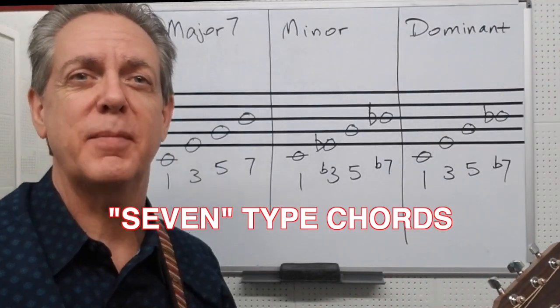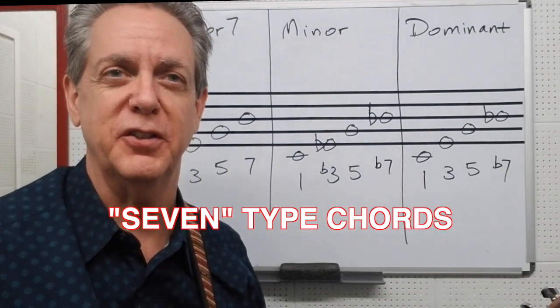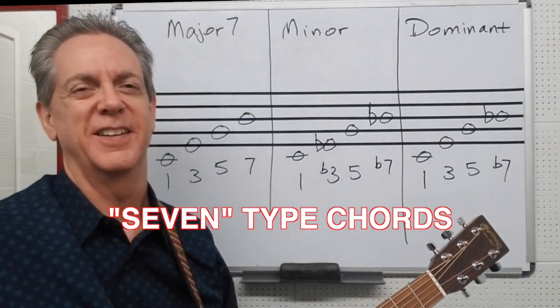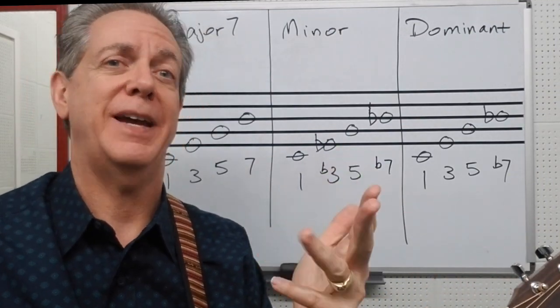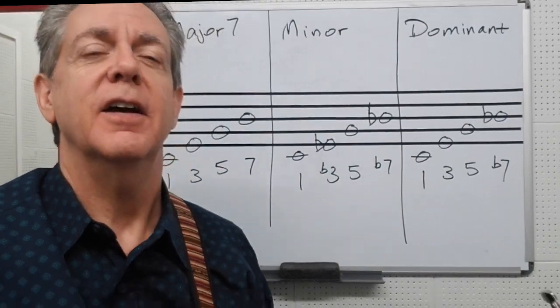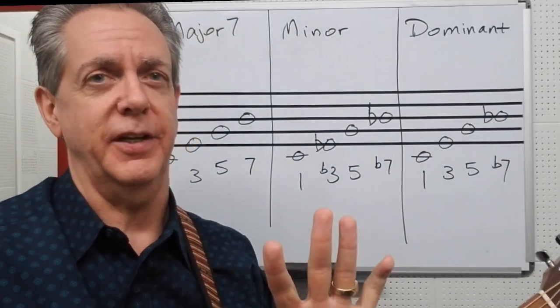Okay, now let's talk about 7th chords. Possibly the reason why you're watching this video. 7 chords. That means there's going to be a 1, a 3, a 5, and a 7. A 7 chord means it has 4 notes in it.